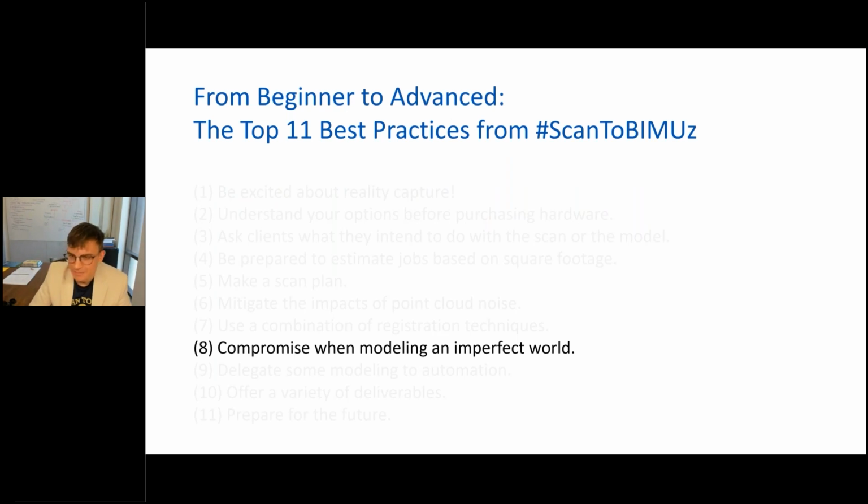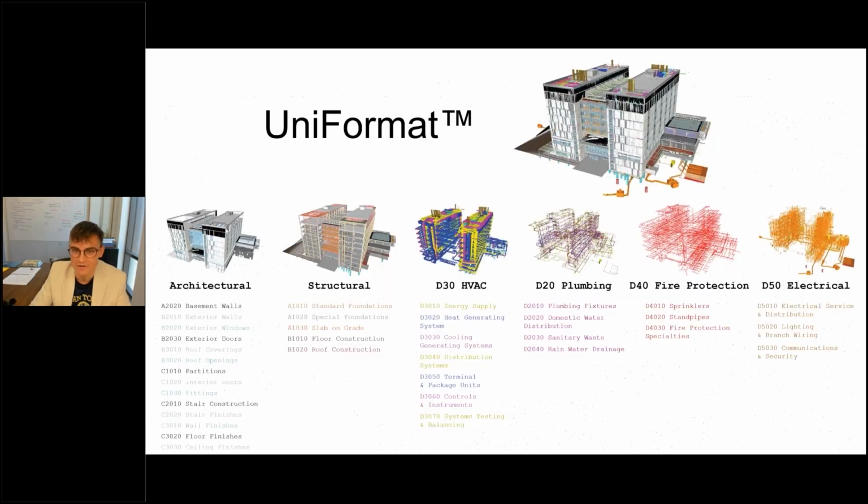Compromise when modeling an imperfect world. Once you're done registration, you have a point cloud that represents the facility. Depending on the client and their needs, this could be your deliverable. However, oftentimes the client needs you to convert the point cloud into a model. This involves recognizing different building systems and components, fitting them to the point cloud data. Your discussion with the client allows you to specify what needs to be modeled and at what level of detail.